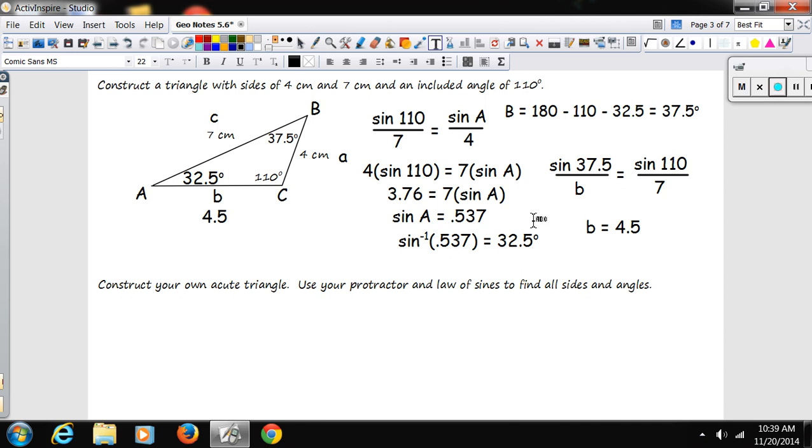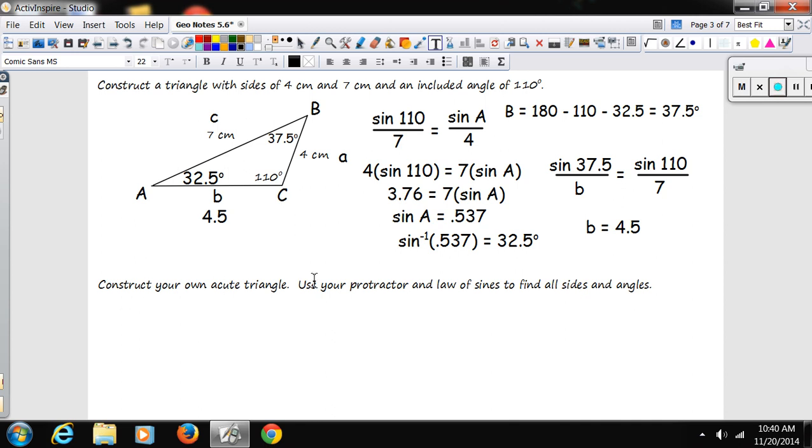If it's a right triangle, what do we use? We don't use law of sines. What do we use for a right triangle? Famous Indian chief SOHCAHTOA. If it's a right triangle, SOHCAHTOA. If it is an oblique triangle, we use law of sines and law of cosines, but we aren't going to get to that till tomorrow. We're going to use law of sines.